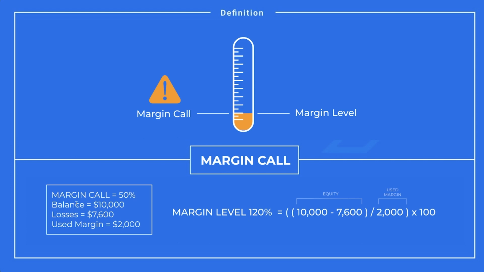So for example, we have the balance is 10K. Your losses is at 7,600. The used margin is 2K. So the margin level, again, is the equity. So that's the balance minus the losses.